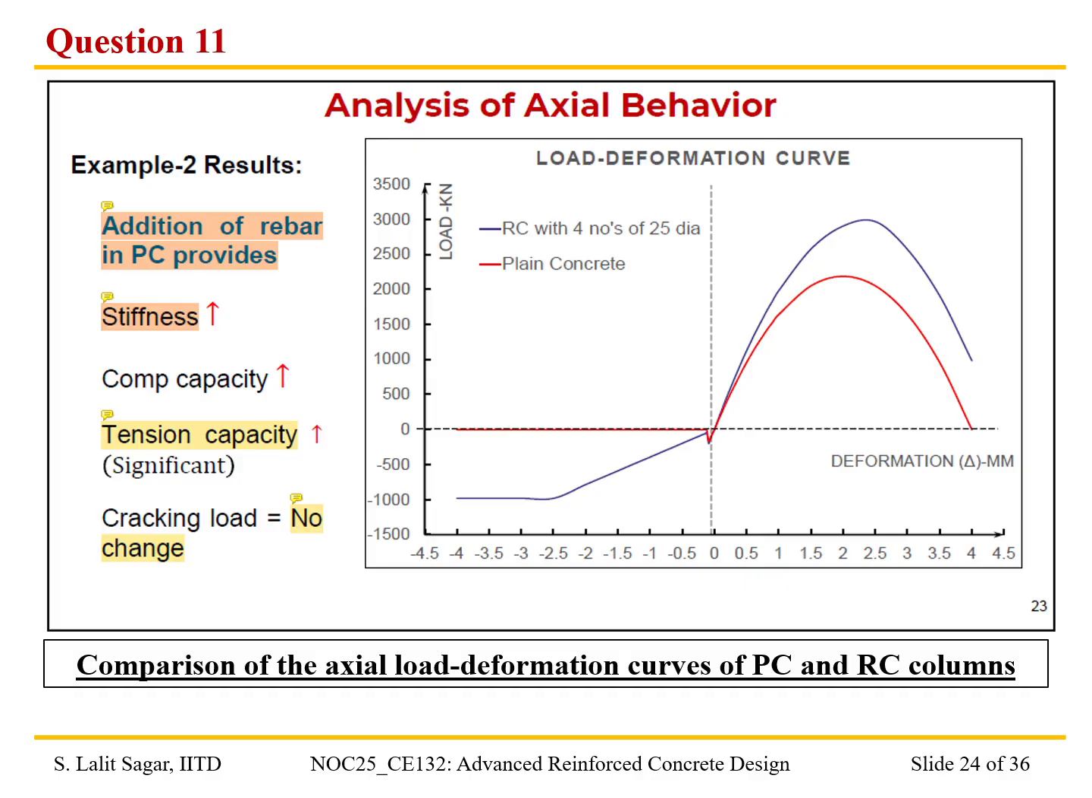So we can see this in this slide, which has been taken from the weekly lecture slides. Here we can see that addition of rebars in the plain concrete column increases the stiffness, the compressive strength, and tensile capacity, but the cracking load does not vary significantly. Okay. So we'll move ahead to the final set of problems for today.